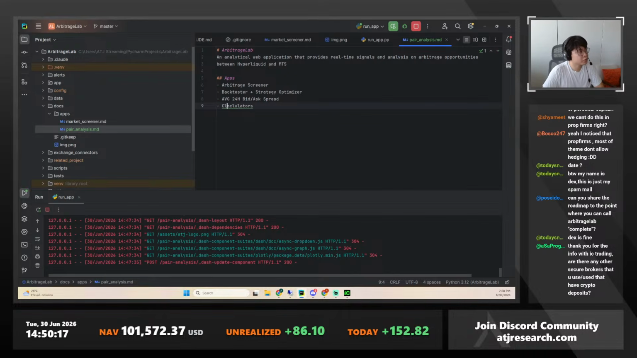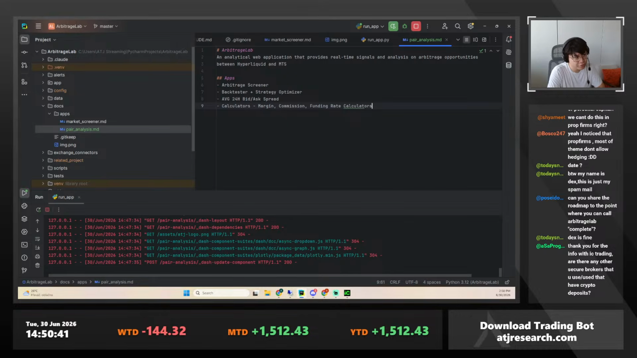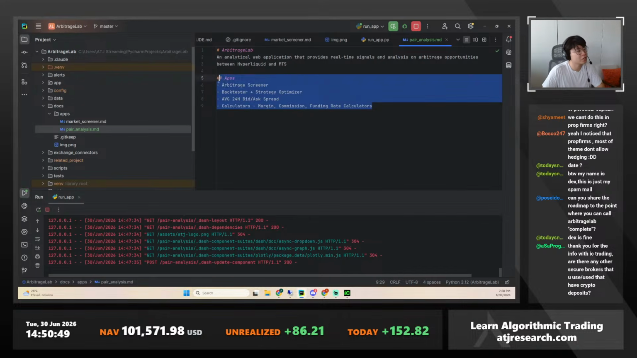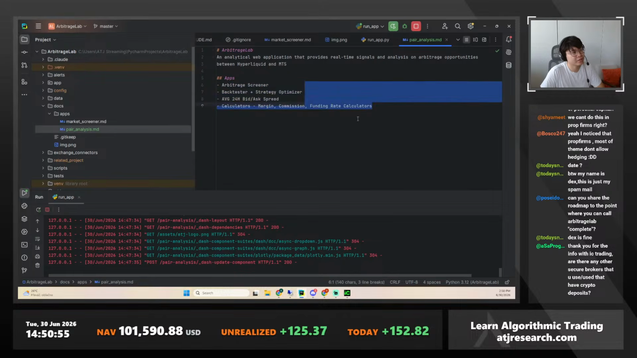Some simple calculators to help you set up the strategy settings. You can have a margin calculator, right? You can have a commission calculator. You can have a funding rate calculator. So all these little tools that you can do on paper in theory if you know how, but it just makes your life easier once you start using the calculator. So I think these are the four main things for me to add, so I can be happy with this.